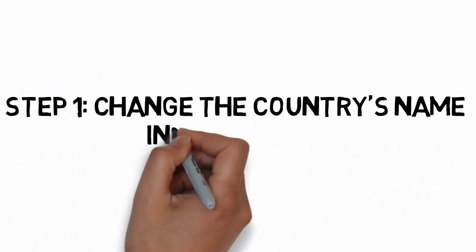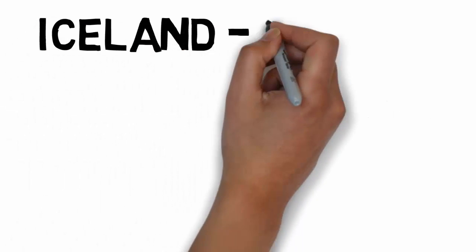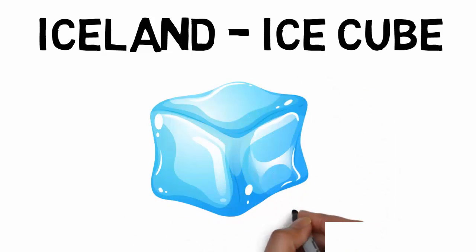So the first step is to change the country's name into an image. So the country we're going to be using as an example is Iceland. And when we look at Iceland, it has ice in its name. So maybe you picture an ice cube. So that's the image we're going to use for this example, an ice cube.